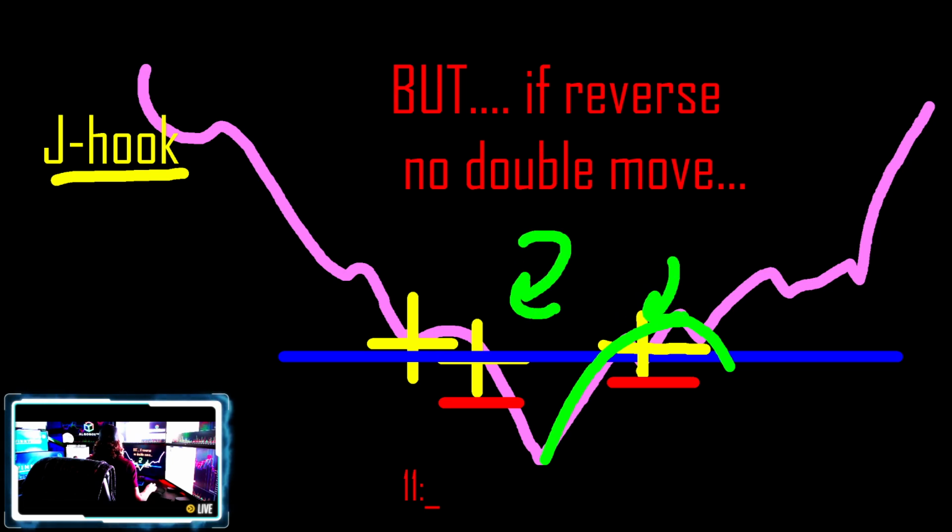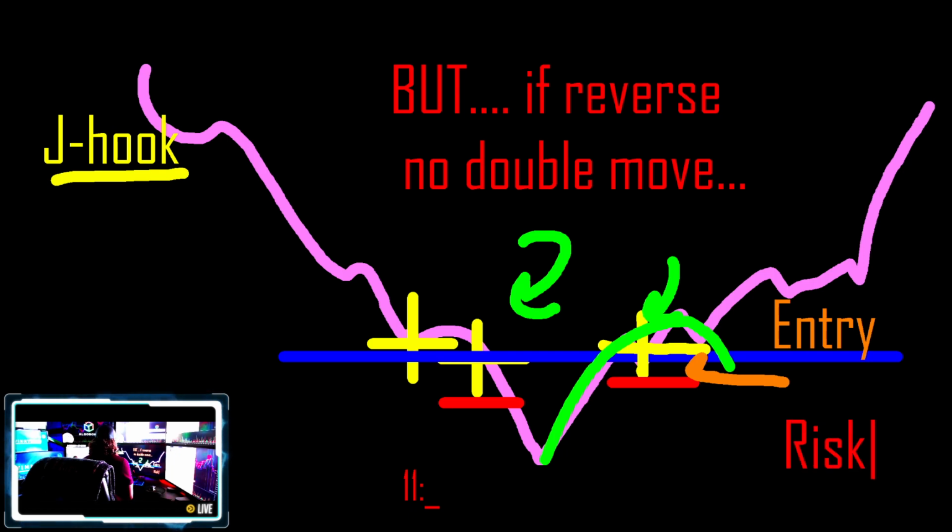Flowmaster trap setup right here. Where's our entry? Right here, okay? Our risk, in red, is below the cross, right? Again, we're not putting a stop down here. This is a mistake, okay? Don't do that. We're risking just a few ticks.